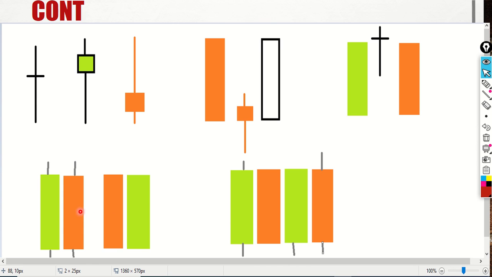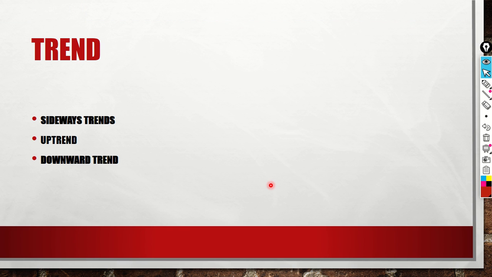Let me continue. So this is what we call railroad tracks. We have two equal bars of opposite colors. Cord of wood is something like this, which will be two sets of railroad tracks. So next we're going to go on trends.